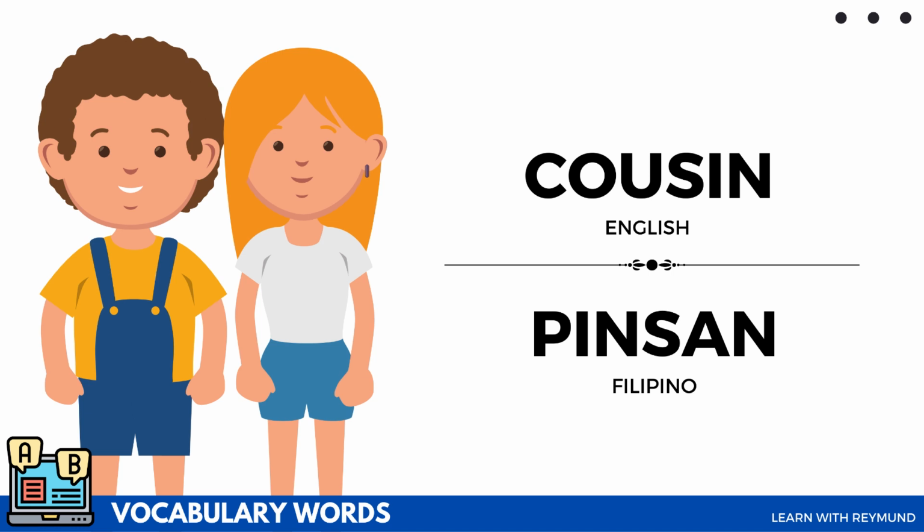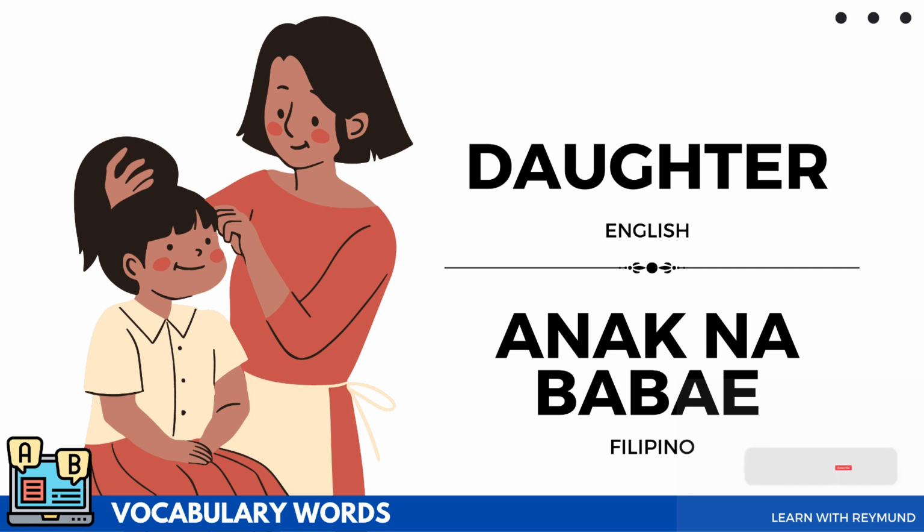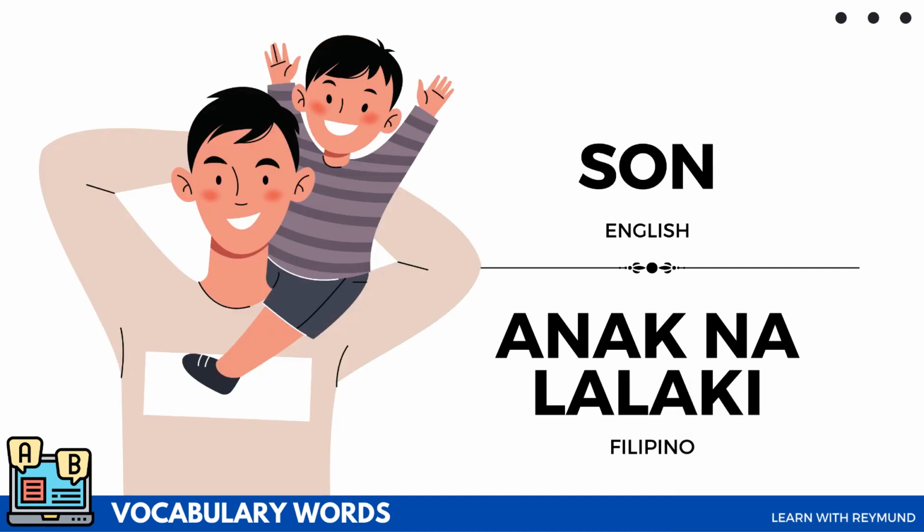Cousin, pinsan. It's daughter in English, while in Filipino, it's anak na babae. Daughter, anak na babae. It's son in English, while in Filipino, it's anak na lalaki. A lalaki is a boy and a babae is a girl, so anak na lalaki, son.